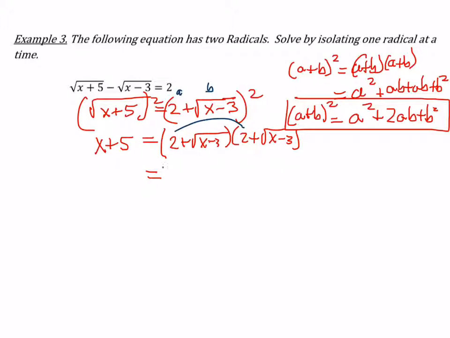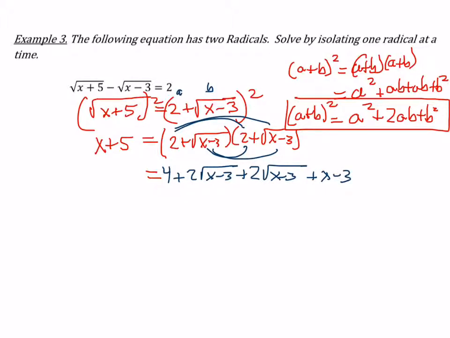2 times 2 is 4. 2 times the square root of x minus 3 is going to be 2 square root of x minus 3. 2 times the square root of x minus 3 in the middle. And multiplying these last ones, the square roots will go away, and we get x minus, not plus, x minus 3.